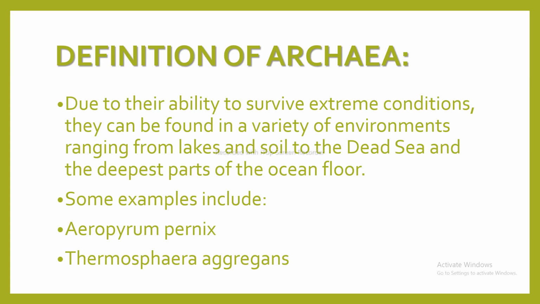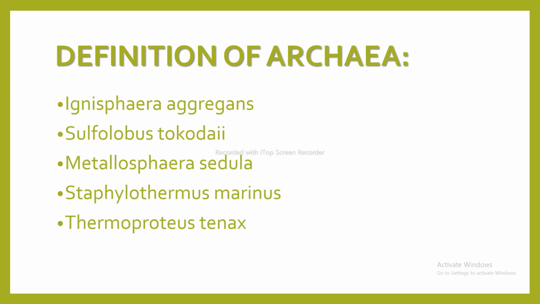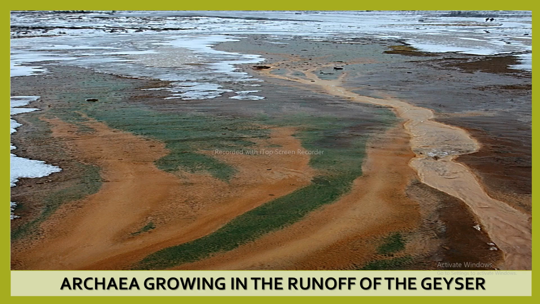Some examples include Aeropyrum pernix, Thermocephalum aggregans, Ignisphaera aggregans, Metallosphaera sedula, Staphylothermus marinus and Thermoproteus tenax. So this is archaea growing in the runoff of the geyser, as shown in the figure.